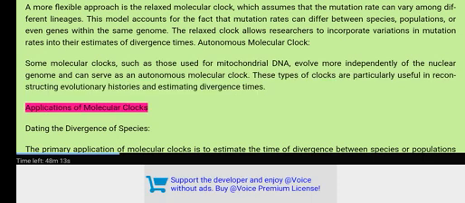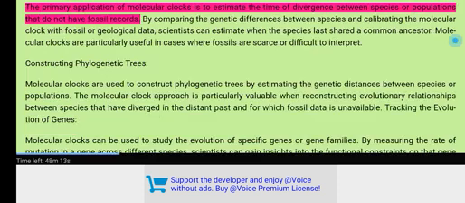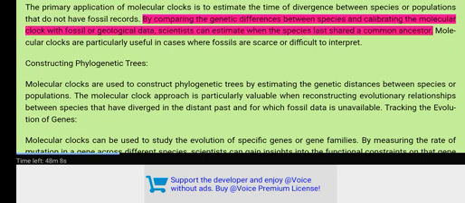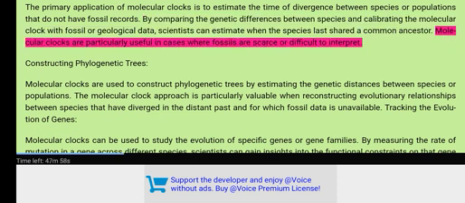Applications of molecular clocks. Dating the divergence of species. The primary application of molecular clocks is to estimate the time of divergence between species or populations that do not have fossil records. By comparing the genetic differences between species and calibrating the molecular clock with fossil or geological data, scientists can estimate when the species last shared a common ancestor. Molecular clocks are particularly useful in cases where fossils are scarce or difficult to interpret.